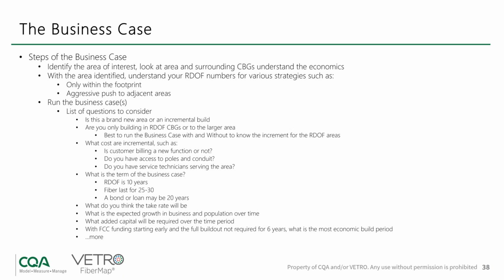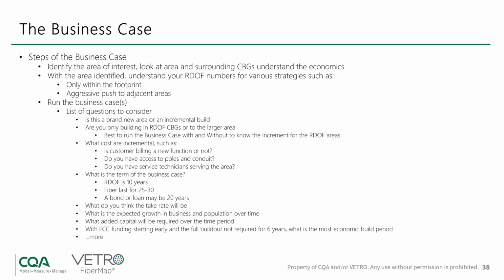You have to understand that your plant will fail. Fiber may be cut, poles may be hit. You need to work that failure rate into your business case to make sure you've got all your costs considered. And then finally, the FCC funding starts early.